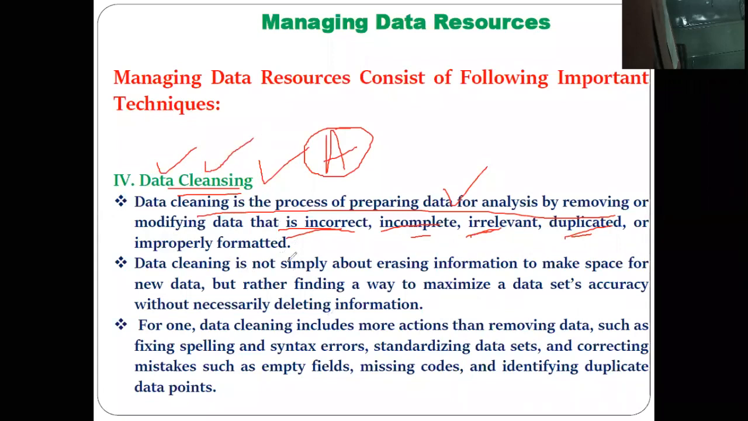Understood? Not only these things, there are also some important things that happen in data cleansing, that is fixing the spelling errors, syntax errors, and transforming into a standardized data set. These different things are done in data cleansing. Got the point?